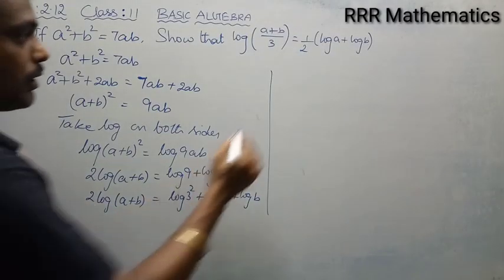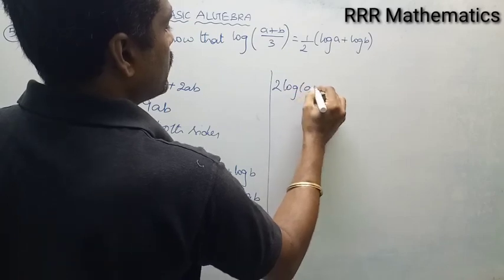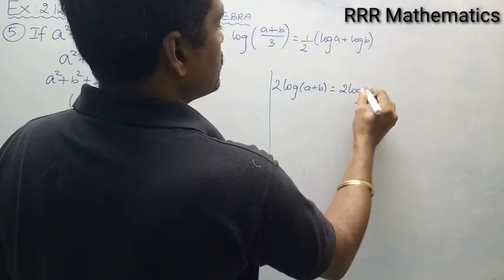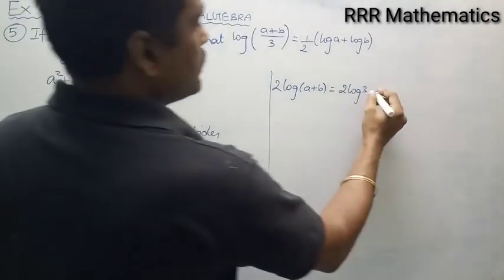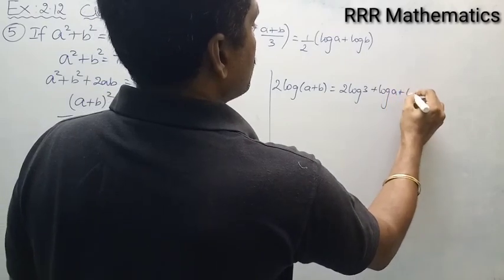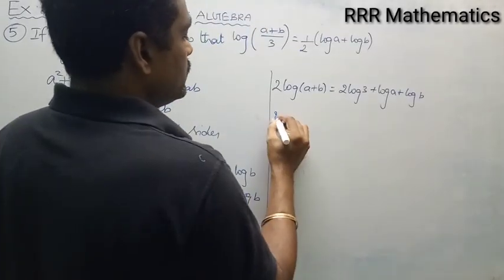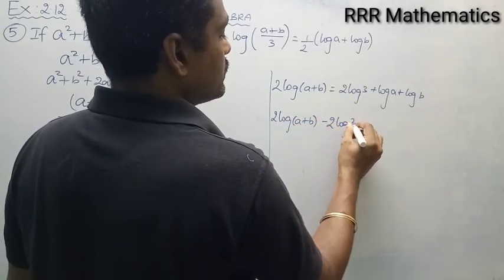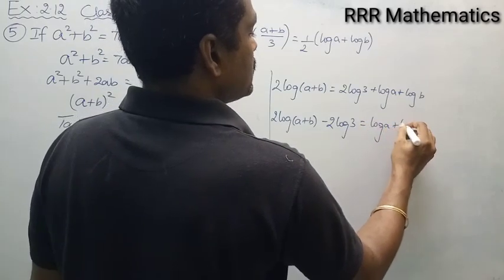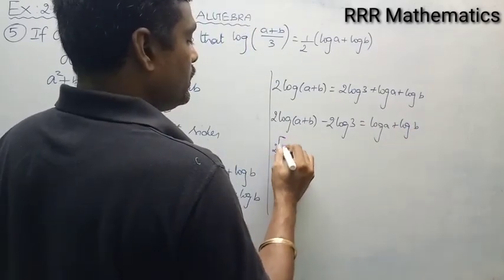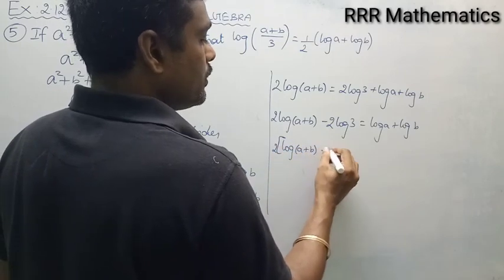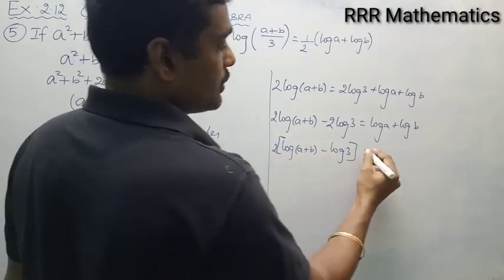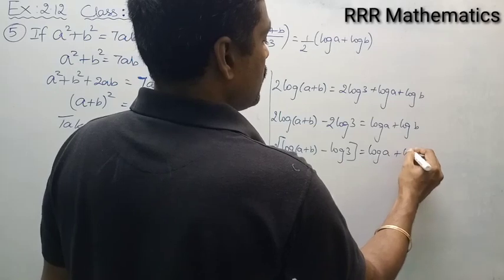Now 2 times log of a plus b. And using the power rule, this 2 will come in front: 2 log 3, plus log a plus log b. This is 2 times log of a plus b. When this one comes here, minus 2 times log 3 equals log a plus log b. I will take 2 common. It will be log of a plus b minus log 3, taking 2 common. It remains log a plus log b.